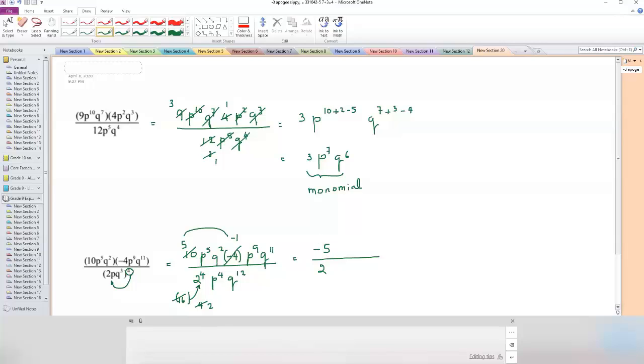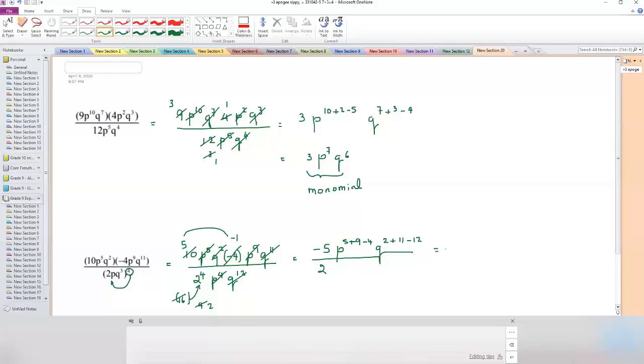Now I'm going to work with the variables. So now I can work with the p. I have 5 and I have 9. They are multiplied together. That means 5 plus 9. And I have another p as exponent 4, but this is as a division. That means minus 4. After that, the q. The q here, I have 2 and I have 11. And this is multiplication. That means 2 plus 11. But I have q as a division, which is 12. So that means minus 12.